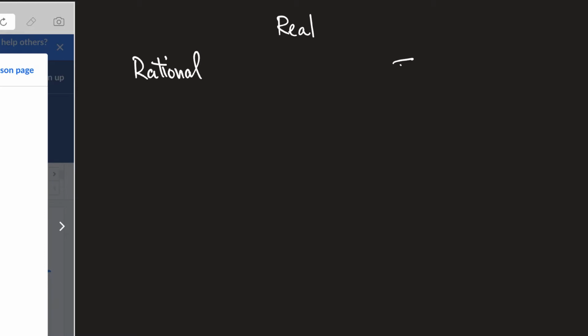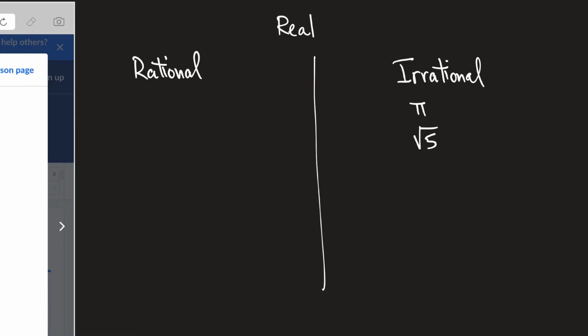and there are irrational numbers. Our irrational numbers would be something like pi, something like the square root of 5, and so on. I'll explain that in more detail. But rational, the semi-official explanation or definition of it, is it's a fraction. It's a fraction made of integers.